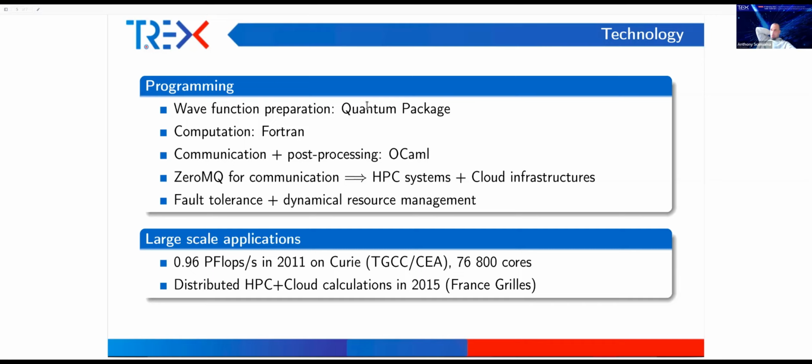So in terms of HPC, we've been doing some large-scale applications. We almost reached the petaflops in 2011 using the Curie supercomputer on a very large number of cores. And later on, we have been doing some distributed HPC and cloud calculations because using these libraries, we can easily go to non-HPC systems.